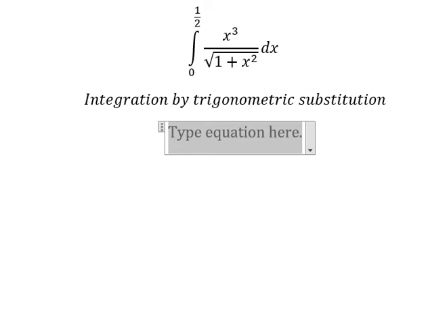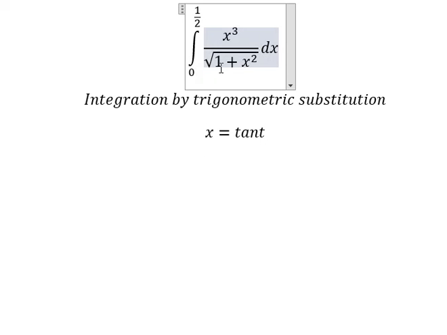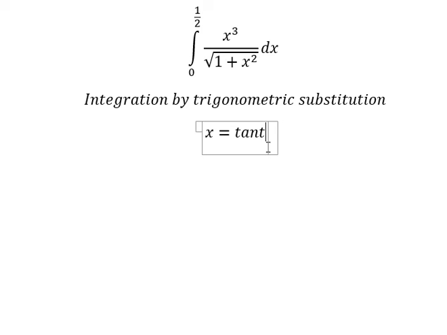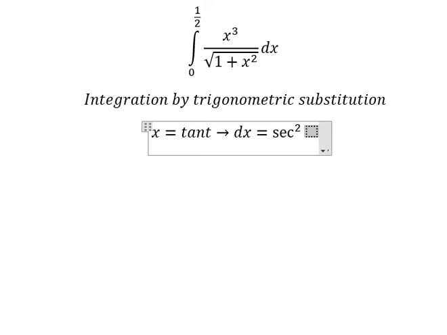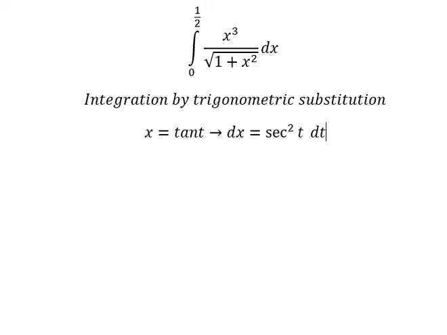So I will put x equals tan t, because if I put this one here, we have 1 plus tan squared t. This one we change by secant squared t, and later we simplify the square root and dx. Next, we need to do first the derivative for both sides, and we have dx equals secant squared t dt. Now we need to change the bounds.